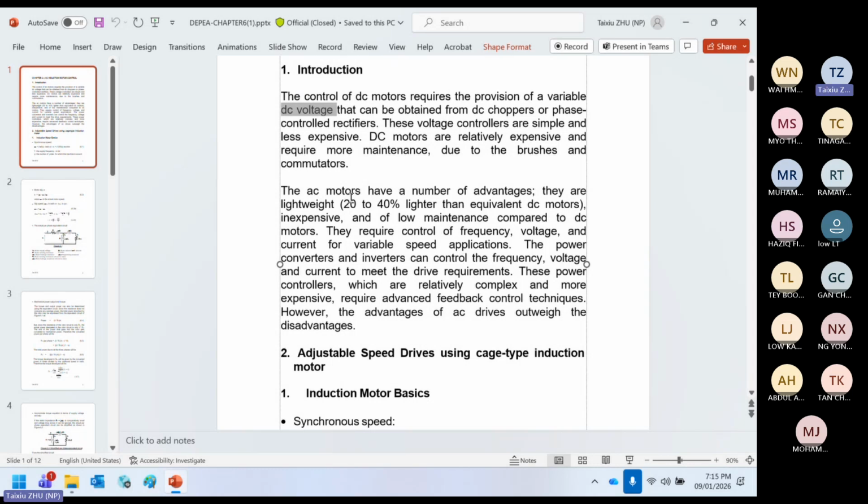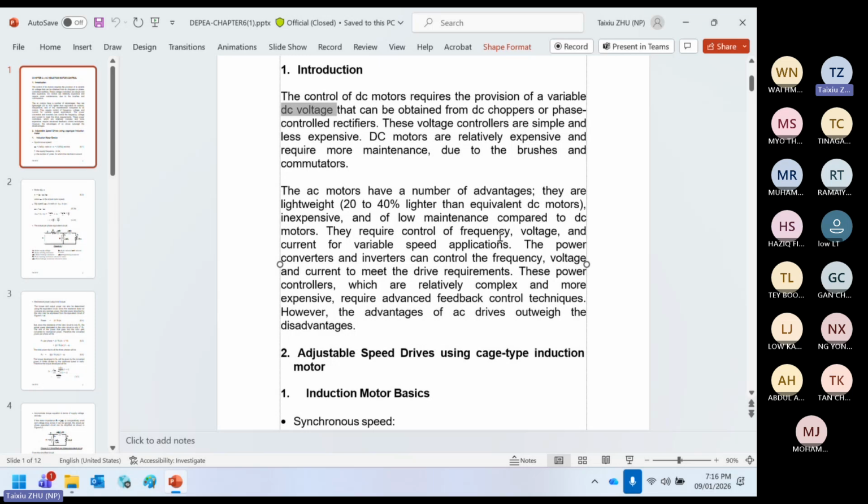Now you see the AC motors have some advantages. They are lightweight, especially the permanent magnet synchronous motor popularly used in electric vehicles. The power density is very high. I have some in the lab. With a similar size as the induction motor, the permanent magnet synchronous motor can be 10 times more powerful. But here we cover the AC induction motor.